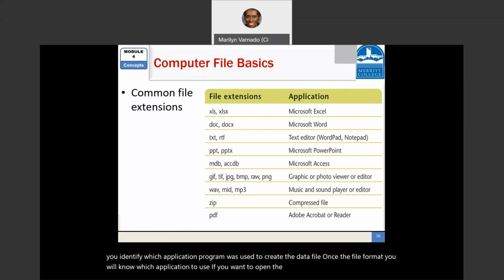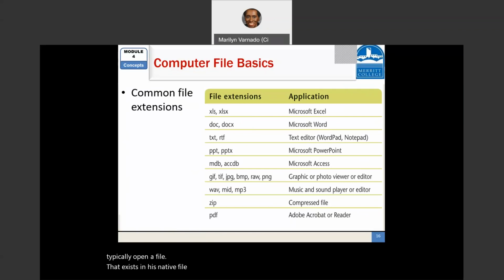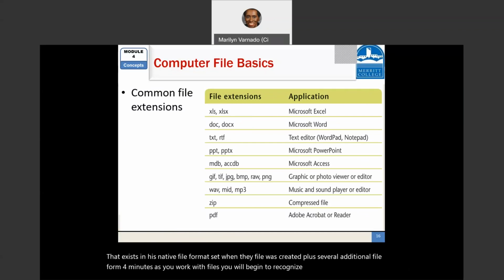A software program can typically open a file that exists in its native file format, set when the file was created, plus several additional file formats. As you work with files, you will begin to recognize that some file extensions, such as TXT for text files and JPG for JPEG graphic files, indicate the file type, such as a document or photograph.